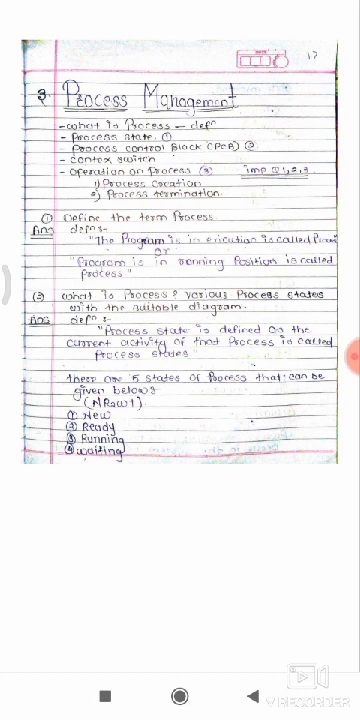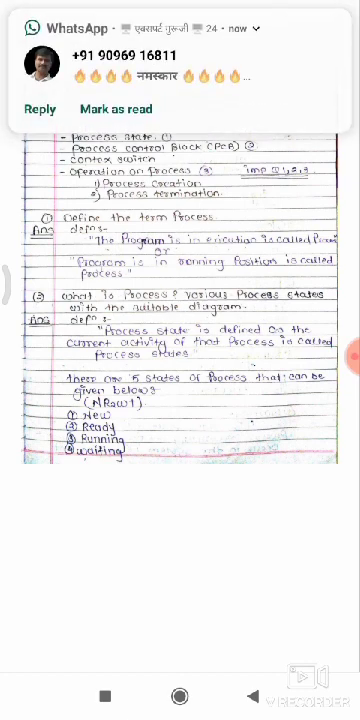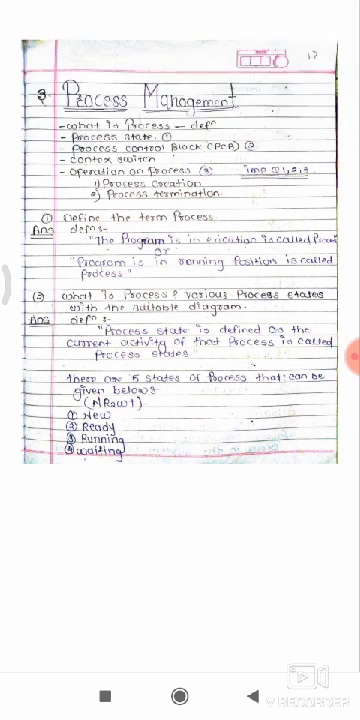The next question that will be asked in the exam is: what is a process, and explain the various states of the processes with a suitable diagram. So here, process state. Process state means the current activity of that process. The current activity of that process is known as process state. There are various states of the processes, five states.